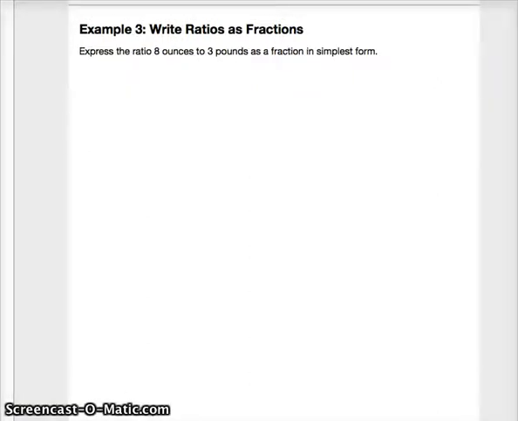Example 3, again, we're writing our ratios as fractions, but here's what I want to express to you. This problem looks decidedly simple. It says express the ratio 8 ounces to 3 pounds as a fraction in simplest form. So here, one will put 8 ounces to 3 pounds and feel that they are done. Leaving this as an improper fraction is totally cool. I don't want you to write it as a mixed number. That would be awkward. But the problem with this is simply the fact that I have ounces that are being compared to pounds.